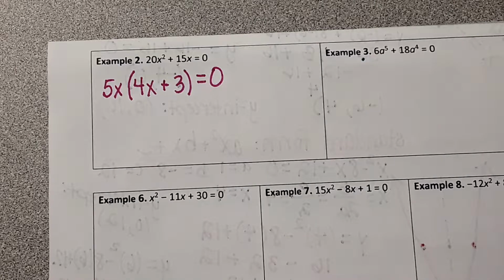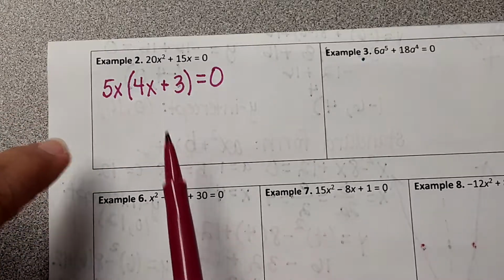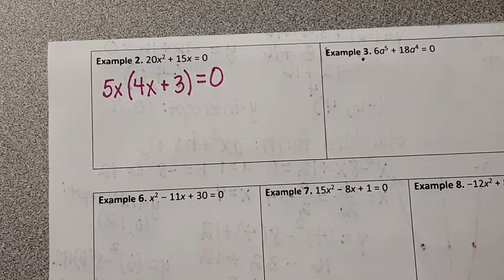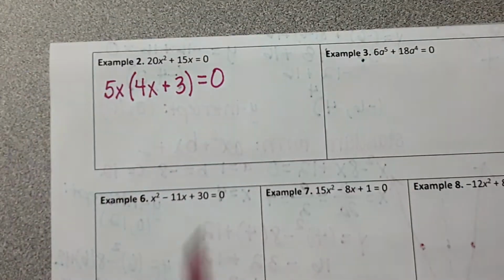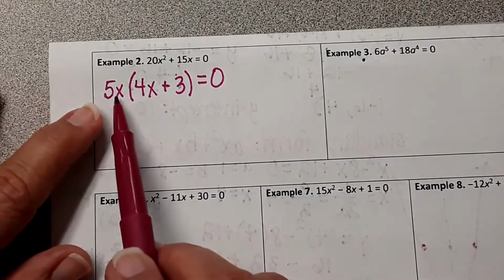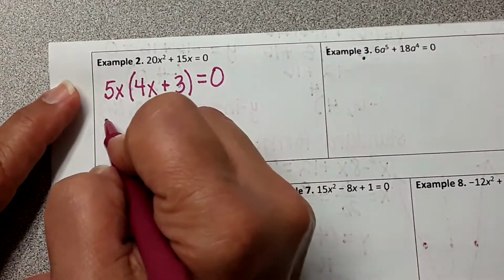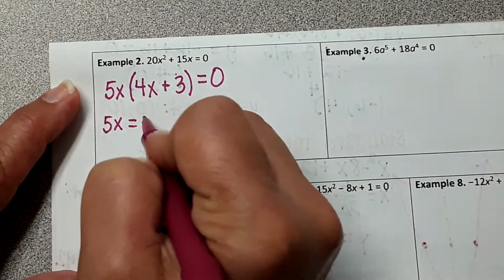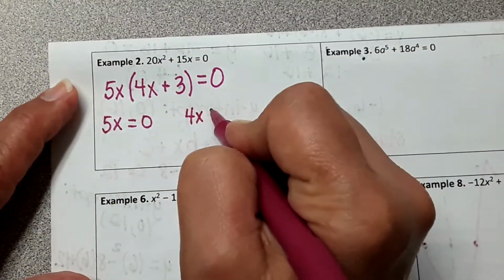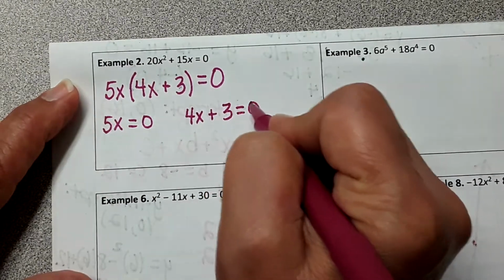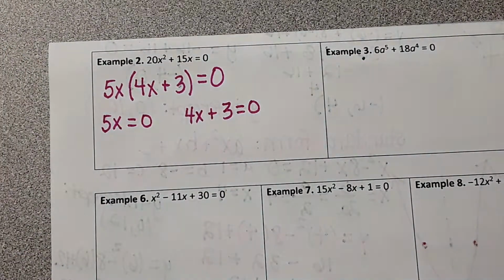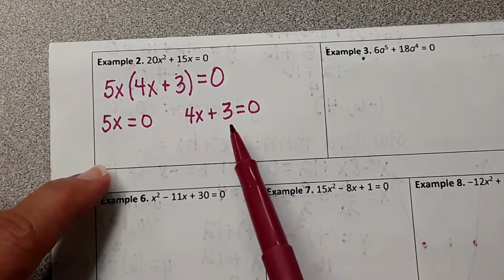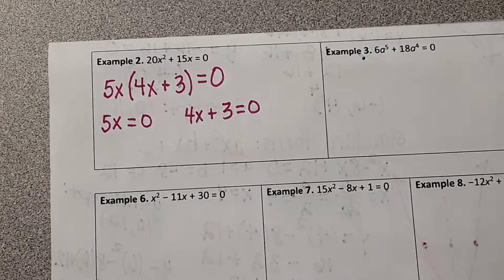So you want to make sure that you're paying attention to what the directions are asking. So this is called factored form. What I need now is it to be solved. And the reason I know it needs to be solved is because there's an equal 0. So the zero product property states that we can set both of these equal to 0. So I can do 5x equals 0, and I can do 4x plus 3 equals 0. Okay? And now I'm going to solve for x.